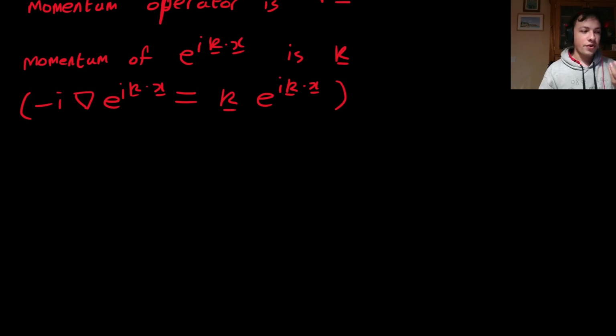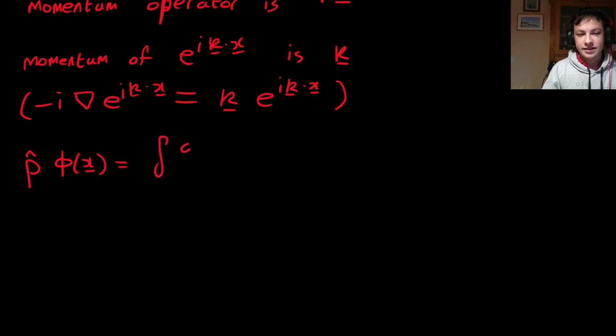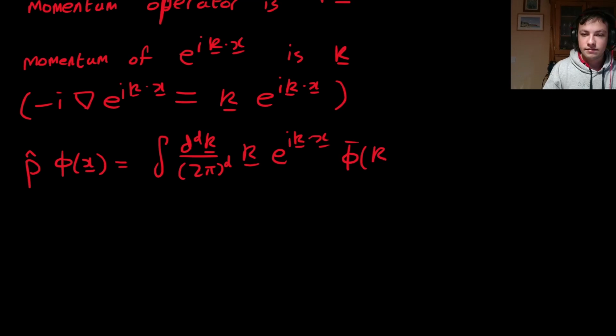And so that means that we've got things like the momentum operator on φ of x. Well, we can redo this. We can turn this into an integral and then take the momentum into the integral. We're going to get d^d k over (2π)^d, and we just get a k in there as well: e^(ik·x) φ̄(k). It makes this sort of thing much easier to work out.